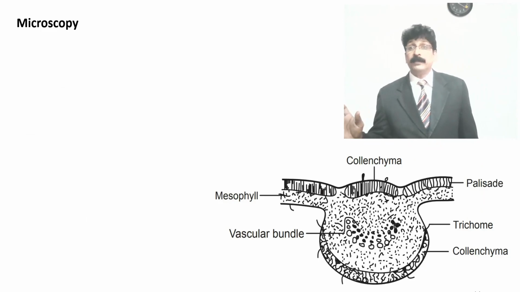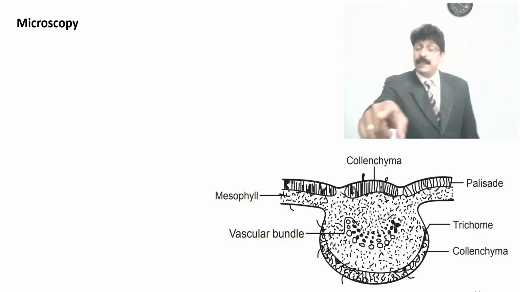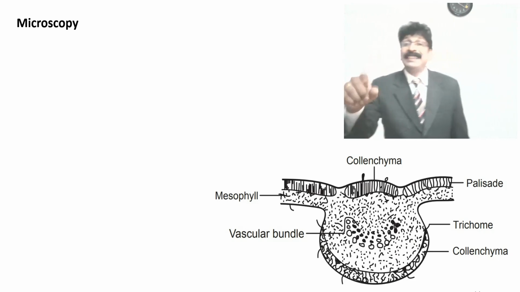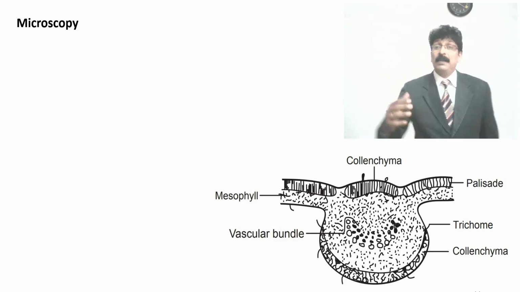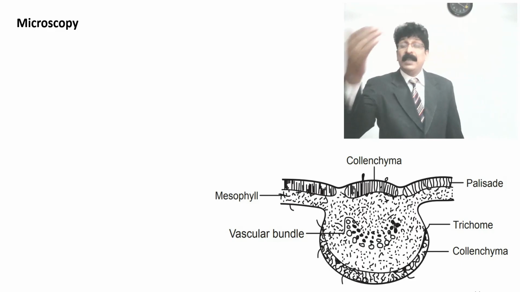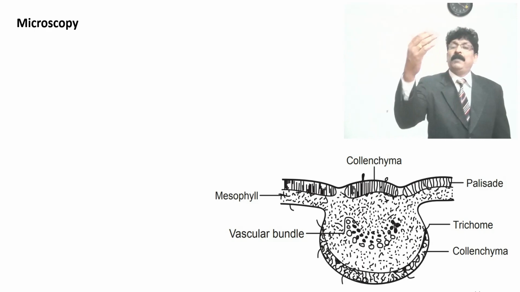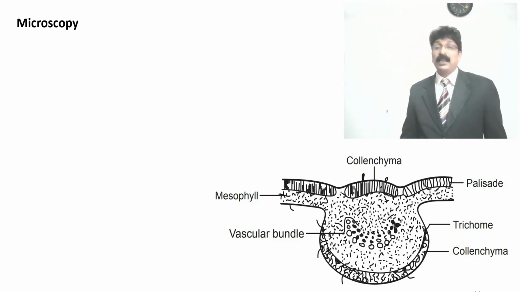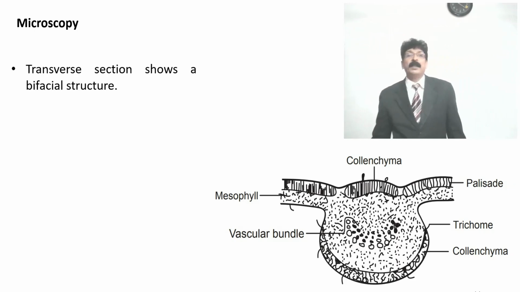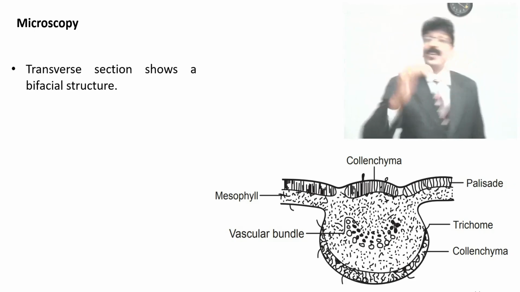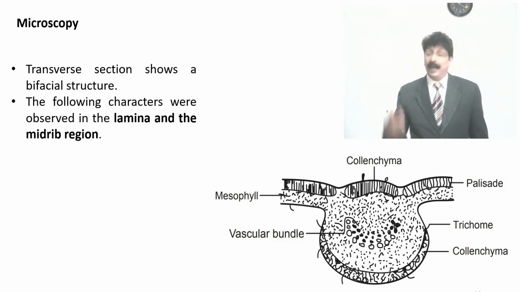Microscopy, which you have done in the lab: collenchyma cells, which I have shown in this picture, though it is not very correct. Palisade cells, this is a schematic diagram just to show, they will be round. Collenchyma cells can be seen below the upper epidermis and above the lower epidermis. Trichomes can be seen in the lower epidermis and upper epidermis. And vascular bundles, which I have shown in the picture, and the mesophyll area can be seen in the lamina. Transverse sections show a bifacial structure. The following structures were observed in the lamina and in the midrib region.